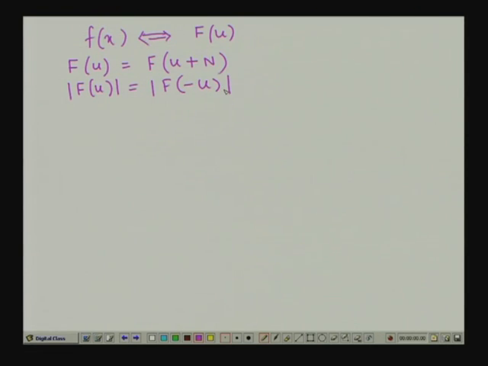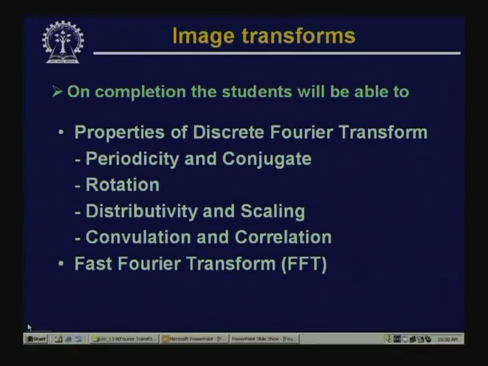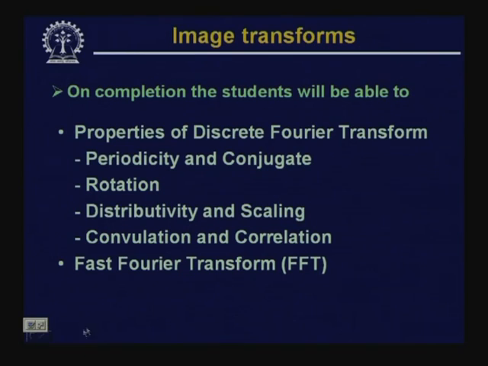So, this says that F(u) has a period of length capital N, and because the spectrum F(u) is same as F(-u), the magnitude of the Fourier spectrum of the Fourier transform is centered at the origin. By this what we mean is, let us consider a figure like this.